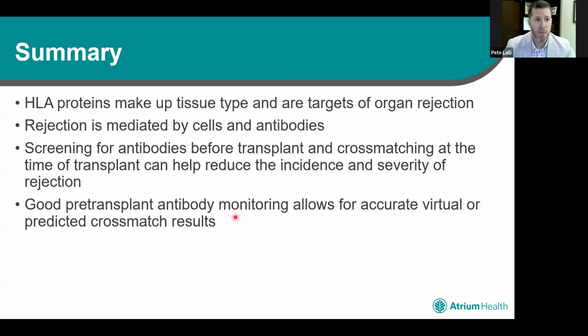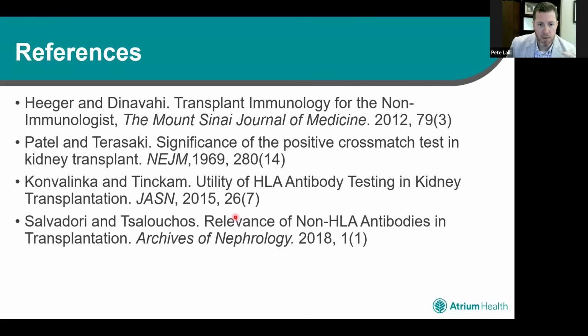So with that, just a quick summary: our HLA proteins make up our tissue type and are the targets of organ rejection. Rejection is mediated by both cells and antibodies. In the laboratory, our job is screening for these antibodies to try and help reduce the incidence and severity of rejection, and good pre-transplant antibody monitoring allows for not only accurate virtual or predicted cross-match results, but allows for safer transplants for our patients. With that, I am happy to go through and answer any questions you may have.